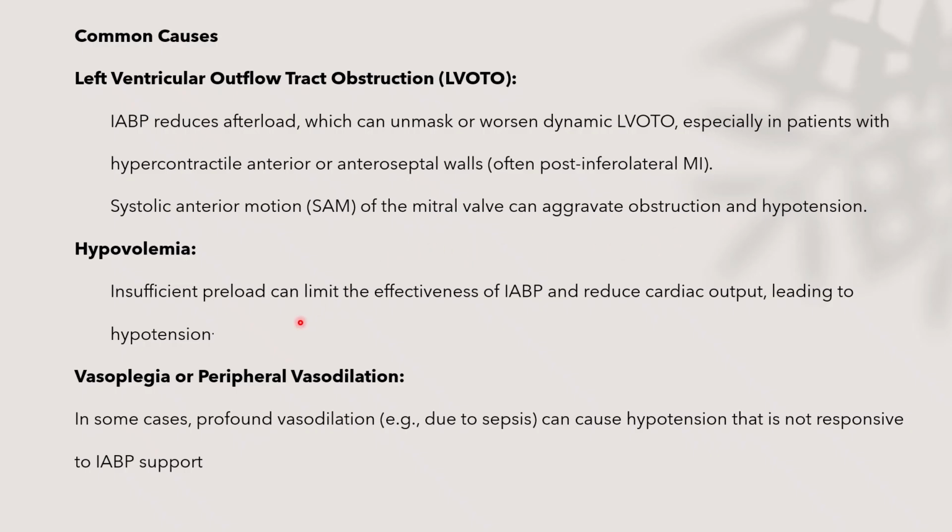The second cause is hypovolemia. The patient has insufficient preload, which limits the effectiveness of the intra-aortic balloon pump, reducing cardiac output and leading to more hypotension. Another cause is decreased systemic vascular resistance: vasoplegia and peripheral vasodilatation. Profound vasodilatation, which may be due to sepsis, can lead to hypotension that will not respond to intra-aortic balloon pump support.